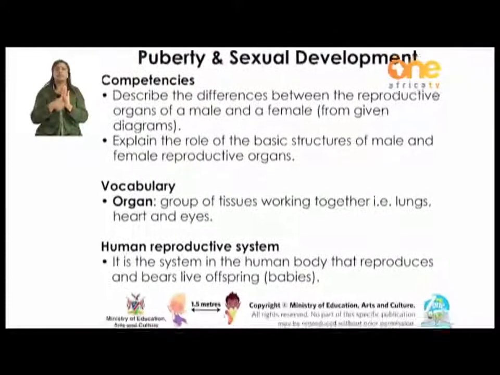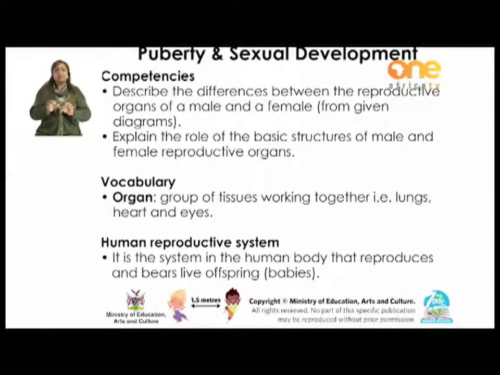You should be able to describe the differences between the reproductive organs of a male and female from given diagrams. You should also be able to explain the role of the basic structures of male and female reproductive organs.